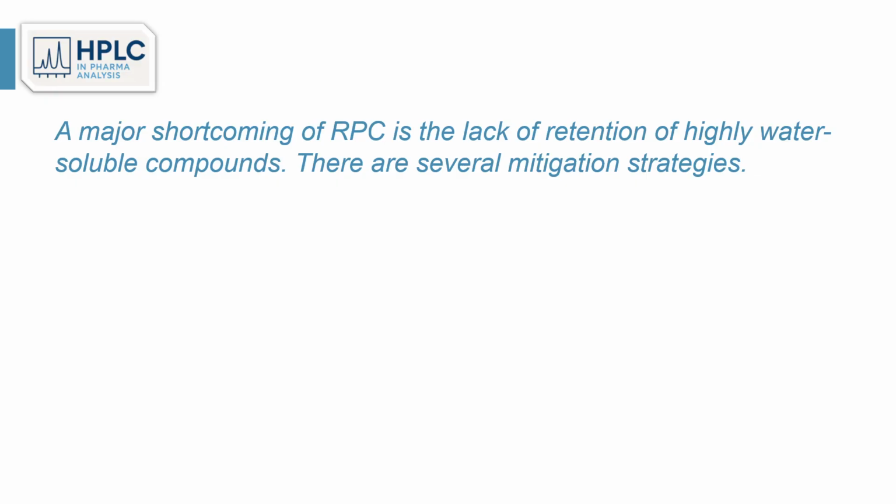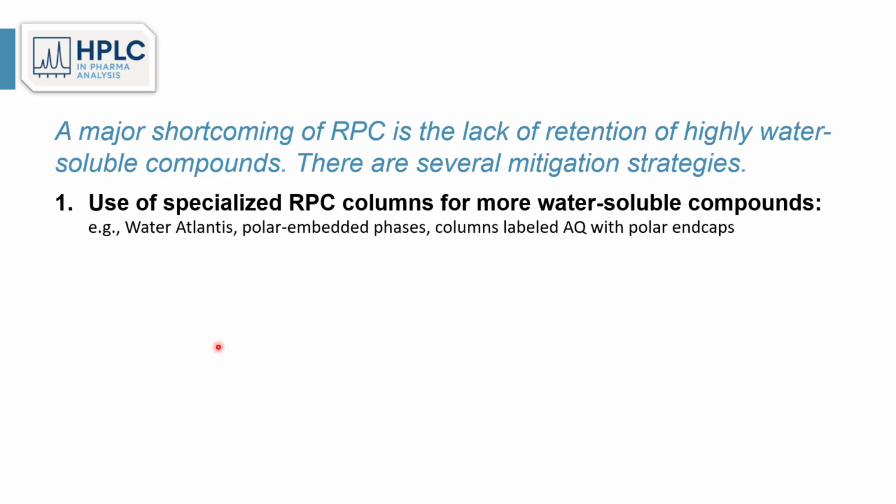This slide captures some major shortcomings of RPC, which is a lack of retention for highly water-soluble compounds or highly soluble drugs. And there are several mitigation strategies shown here. First is the use of specialized RPC columns for more water-soluble compounds. Some examples are Waters Atlantis columns, polar embedded phases, and any column labeled AQ, which are typically equipped with polar end caps.